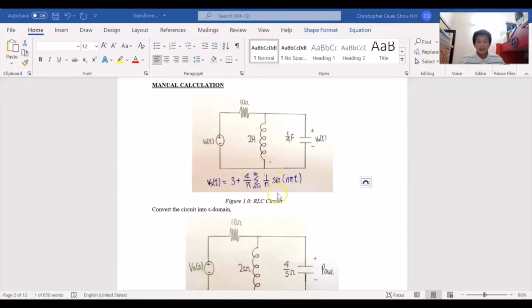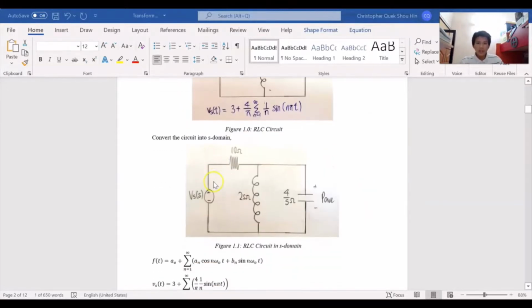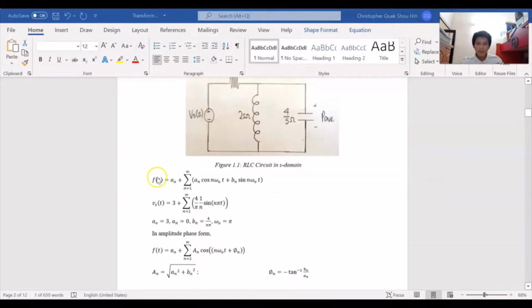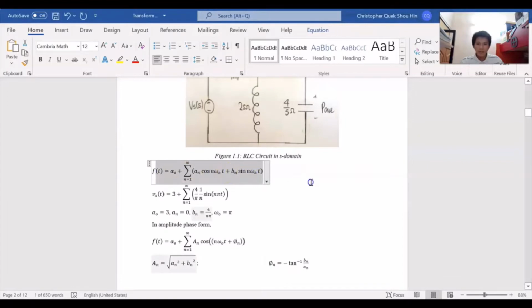This is our circuit that we have chosen. So, an RLC circuit, we have a non-sinusoidal AC voltage source, and we first convert the circuit into the S domain. So this is the general formula for the Fourier series, where A0 represents the DC component, and this part represents the AC component. And this voltage source is given in Fourier series form.